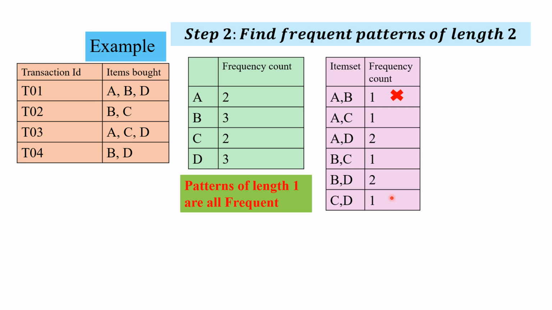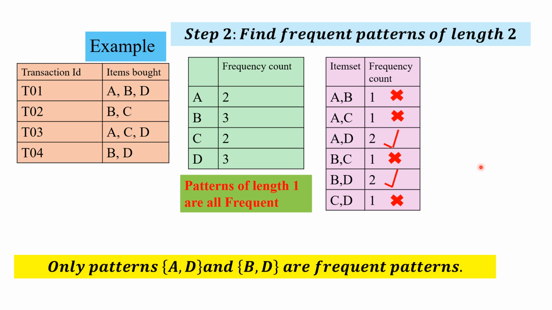So what do we see? AB is not frequent. Similarly AC is not frequent, AD is frequent, and so on for the rest. So 4 pairs are not frequent because the support count is less than 2, while 2 of them are. So only patterns AD and BD are frequent patterns. So in our example of 4 transactions, we have found that all patterns of length 1 are frequent and in length 2, only 2 frequent patterns.